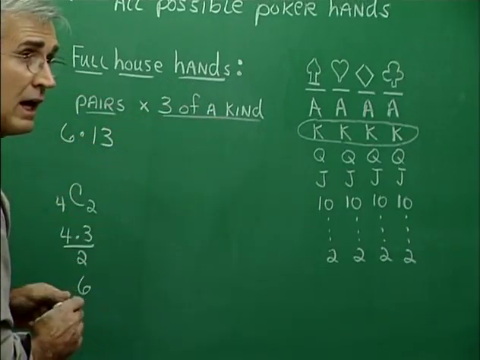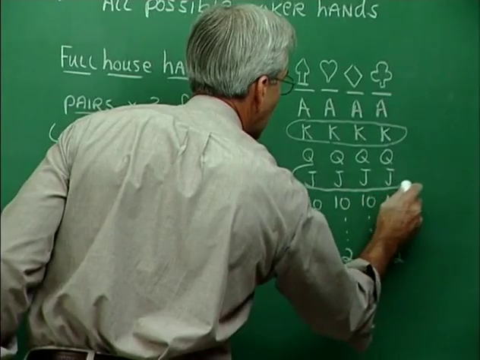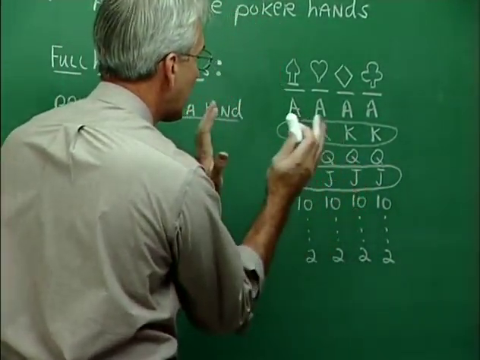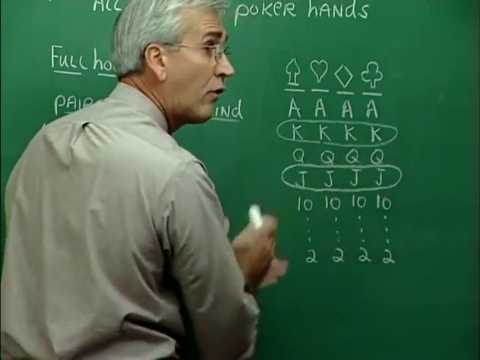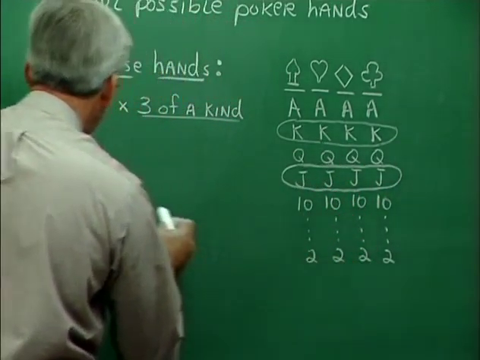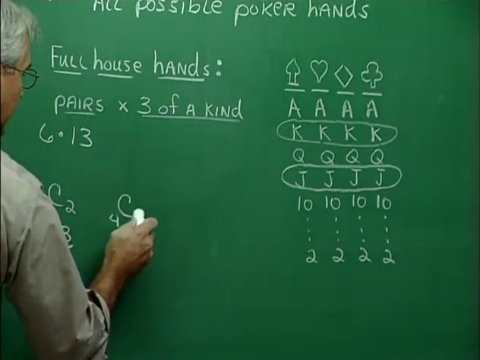Now, what about 3 of a kind? Well, let's examine that in the same way. What about with the jacks? If we're thinking about 3 of a kind, we think about all the different ways that we can have 3 jacks out of these 4 jacks. Well, that again is the notion of combination, and it is the combination of 4 things taken 3 at a time.